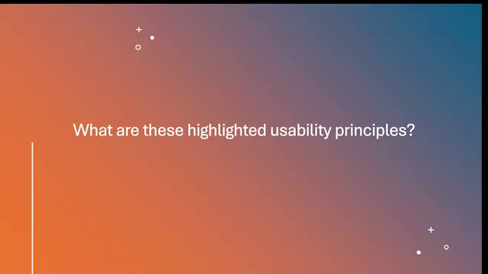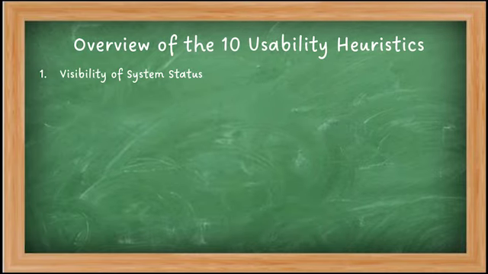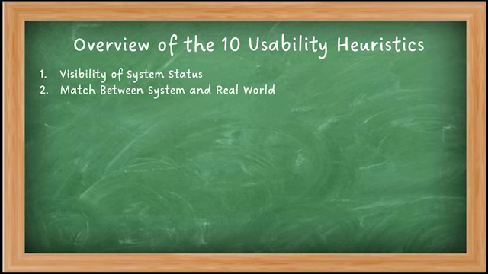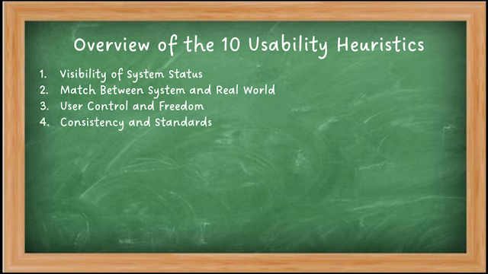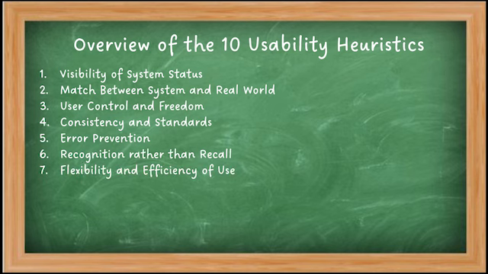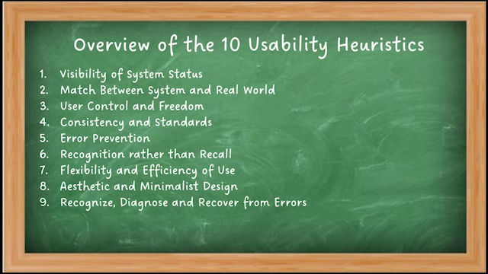What even are these highlighted usability principles? In overview, they are: 1. Visibility of system status. 2. Match between system and real world. 3. User control and freedom. 4. Consistency and standards. 5. Error prevention. 6. Recognition rather than recall. 7. Flexibility and efficiency of use. 8. Aesthetic and minimalist design. 9. Recognize, diagnose, and recover from errors. And 10. Help and documentation.